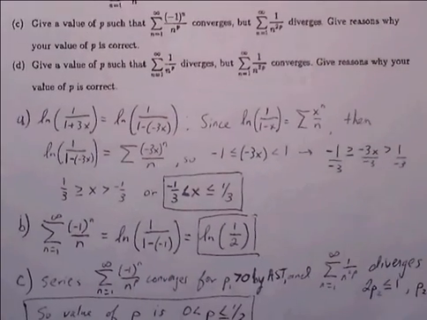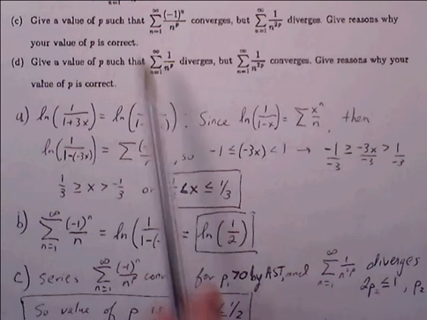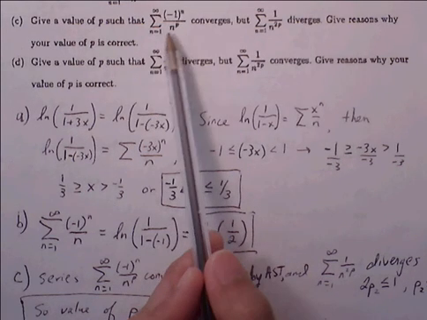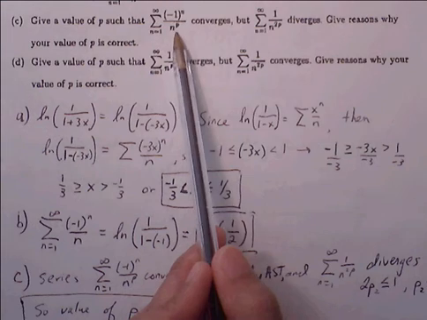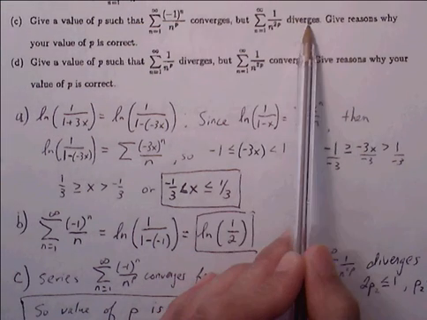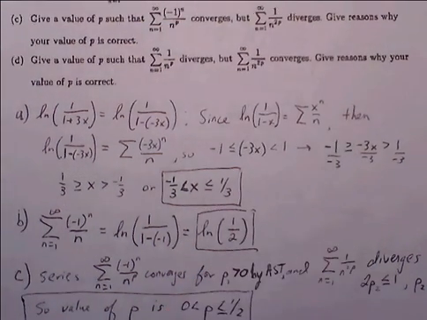Okay, part C. Give a value of p such that this series converges, but this series diverges. Give reasons why your value of p is correct.